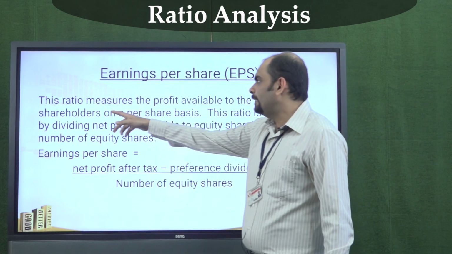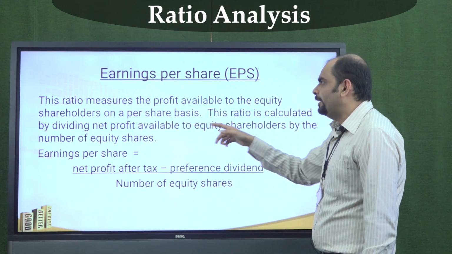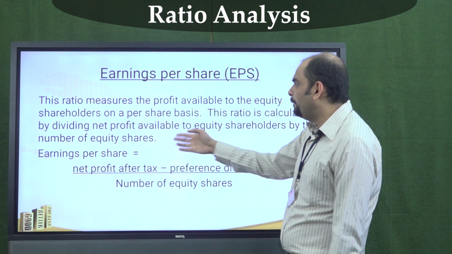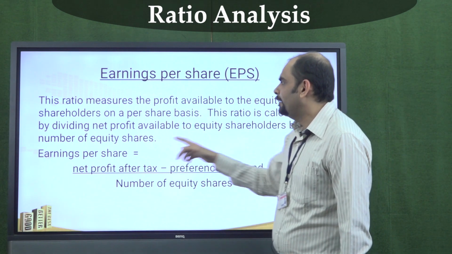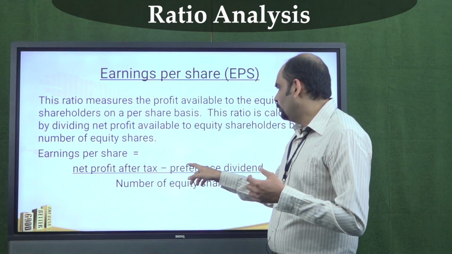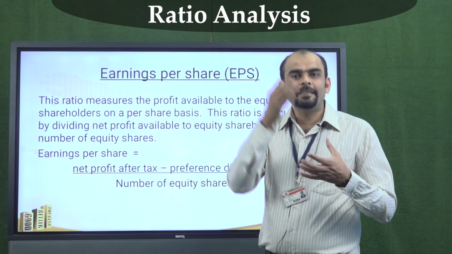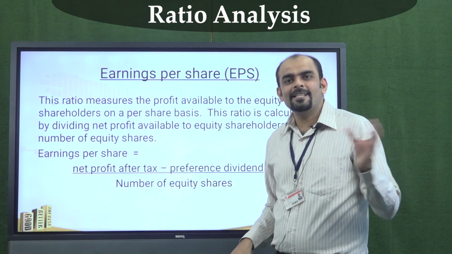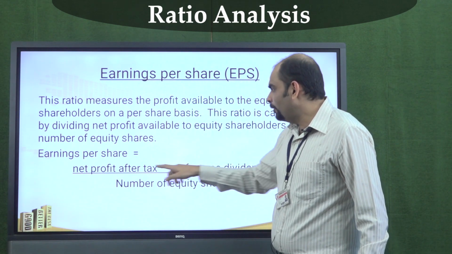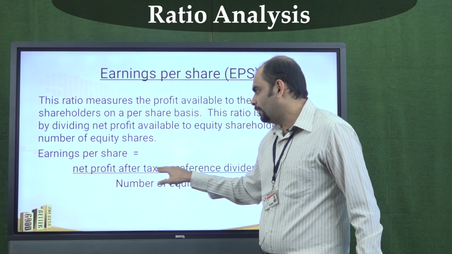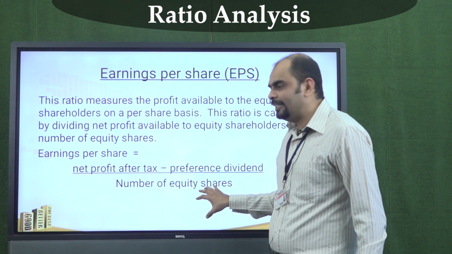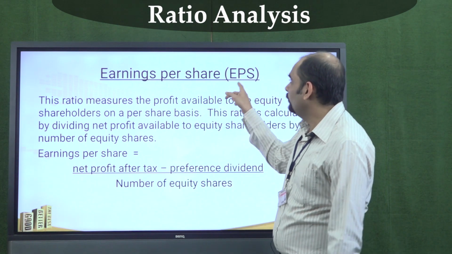Earnings per share. This ratio measures the profit available to the equity shareholders on a per share basis. So this ratio is calculated by dividing net profit available to equity shareholders by the number of equity shares. So once you get net profit, you deduct interest and then tax, and then deduct preference dividend as well. So whatever is now left belongs to equity shareholders. So when you divide the net profit that is left by the number of equity shares you have issued, it will get you the answer of earnings per share.